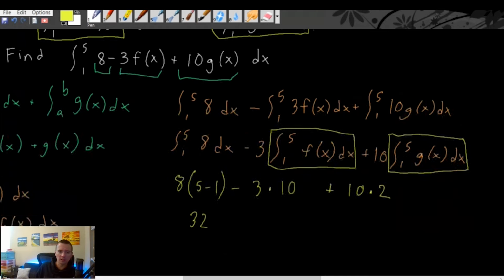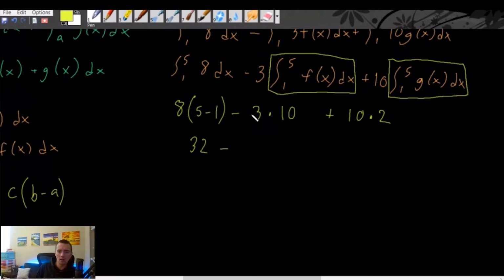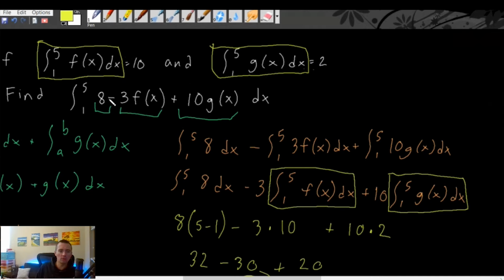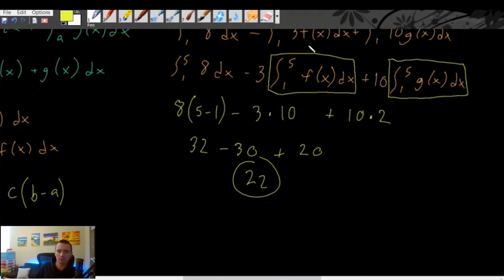So then we can simplify these pieces here. We're going to get 3 times 10 is 30, plus 10 times 2 is 20. Remember, order of operations, we have to do our multiplication before we do our addition and subtraction. So we'll do the 3 times 10 and the 10 times 2 first. And then we will have 32 minus 30 is 2, plus 20 is 22. So this expression that we had here, the integral from 1 to 5 of 8 minus 3 times f of x plus 10 times g of x dx, is all just going to be equal to 22.